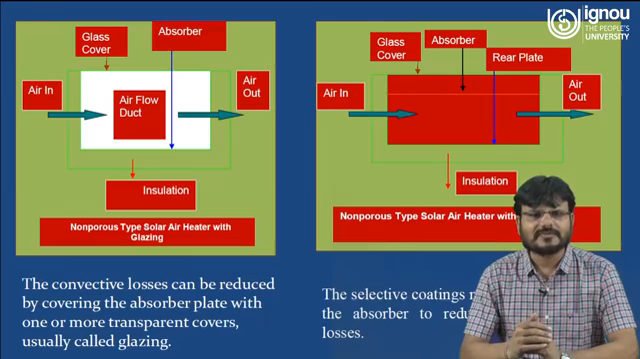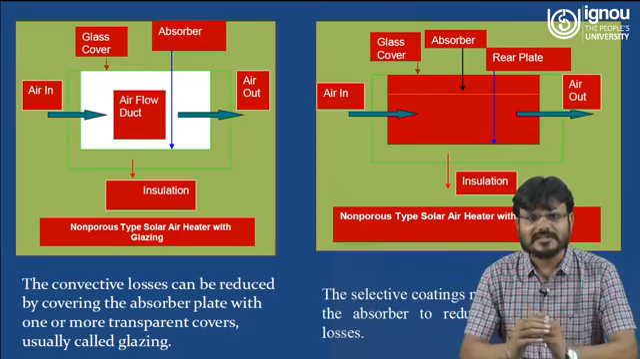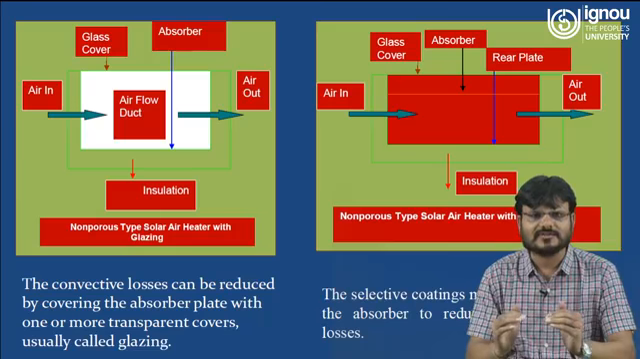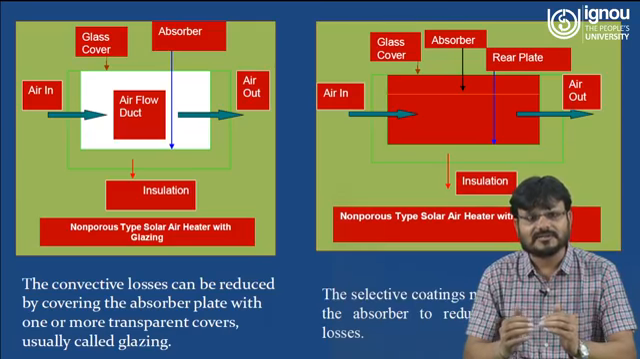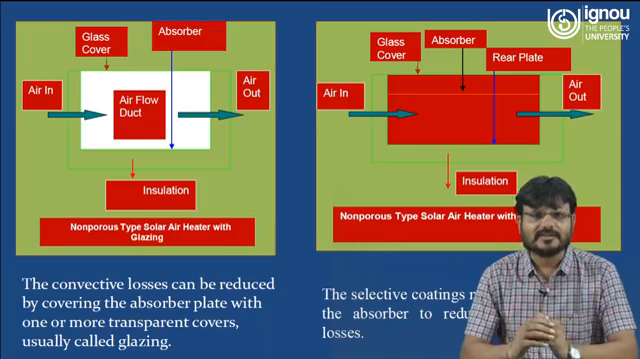The convective losses can be reduced by covering the absorber plate with one or more transparent covers, usually called glazing. So you can understand it like this: there is one glass cover, or it may be two glass covers. There will be some advantages and disadvantages; we will discuss later what is the advantage of one glass cover and what is the advantage of two glass covers.